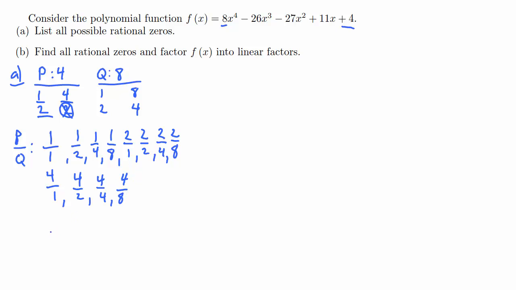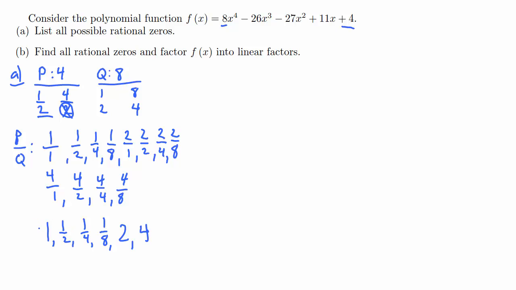And then you simplify. 1 over 1 is just 1. 1 over 2 is a half, 1 over 4 is a quarter, and 1 over 8 is an eighth. 2 over 1 is 2, 2 over 2 is 1, but we already have it, 2 over 4 is a half, but we already have that, and 2 over 8 is a quarter, but we already have that. Then we have 4 over 2 is 2, but we already have it, 4 over 4 is 1, but we already have it, and 4 over 8 is a half, but we already have it.